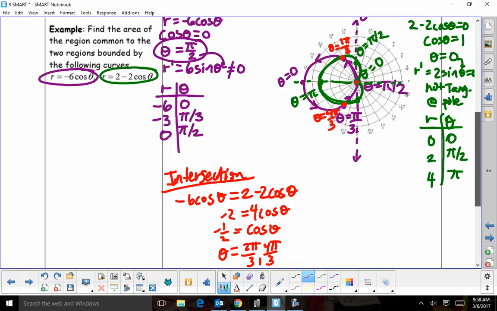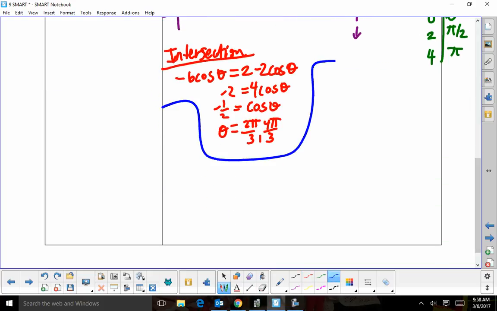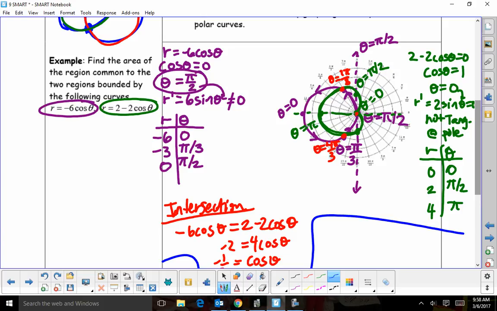Okay, so I can see those points of intersection. So now I have all the information that I need to actually do what the problem's asking. Now we're going to see what the problem is asking. It says find the area of the region common to the two regions bounded by the following curves. So let's get our highlighter and highlight what it is talking about. The region in common. Is this the region in common? No. Okay, so the region in common is here and here. So there's the region in common.